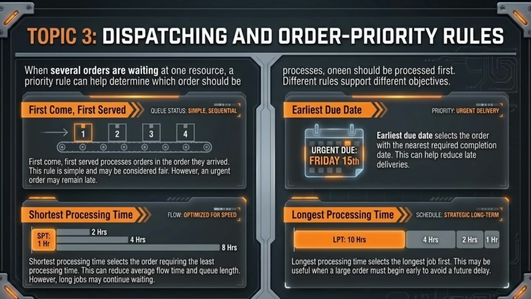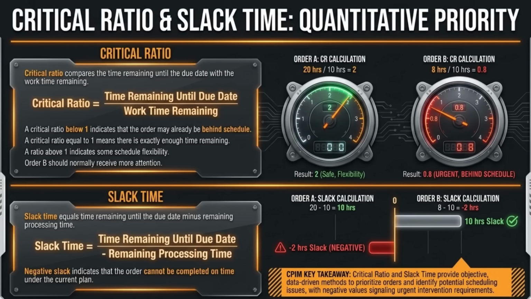Longest processing time. Longest processing time selects the longest job first. This may be useful when a large order must begin early to avoid a future delay. Critical ratio. Critical ratio compares the time remaining until the due date with the work time remaining. The formula is critical ratio equals time remaining until the due date divided by work time remaining.